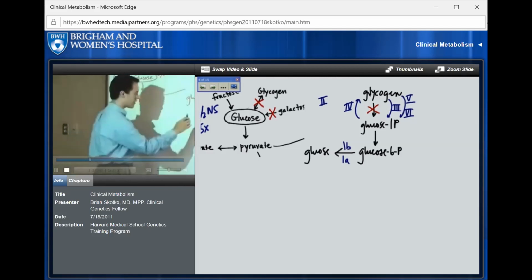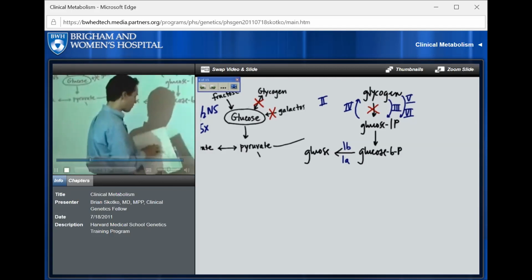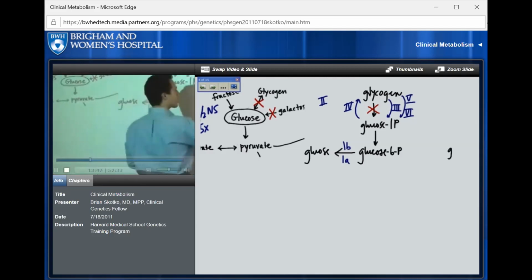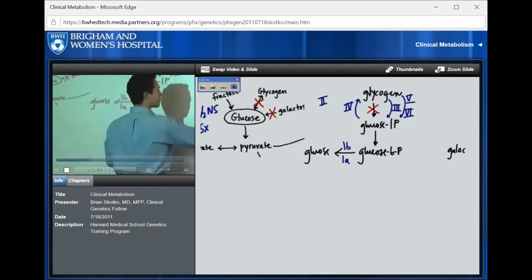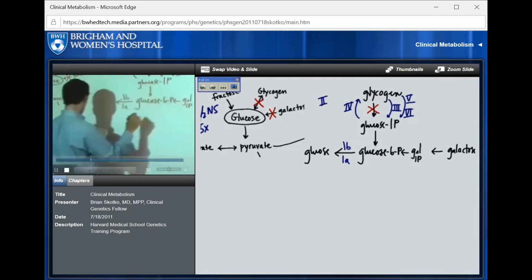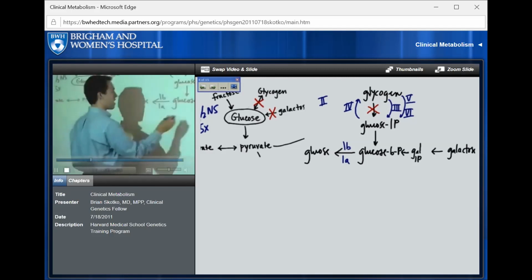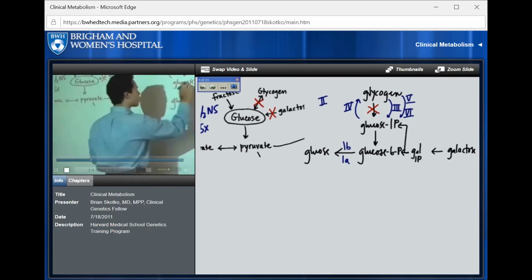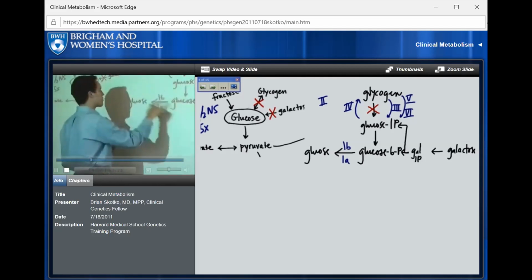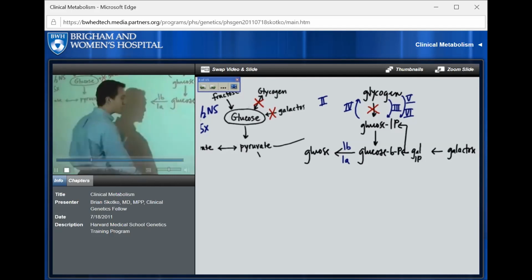So let's go back to the same chart right here, and we're going to try to get our galactose to our glucose. And very easily, we're going to have galactose go to galactose 1P, which will then go to glucose 1P, which will then go to, sorry, we're going to draw that arrow right here, glucose 1P, which will then go to glucose 6P, and then go to glucose. And so now we're going to talk about, well, where does galactosemia occur? So galactosemia has 3 different types.